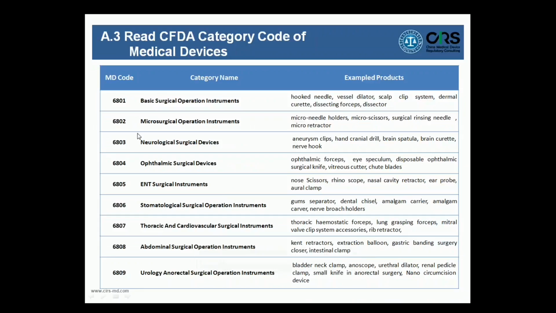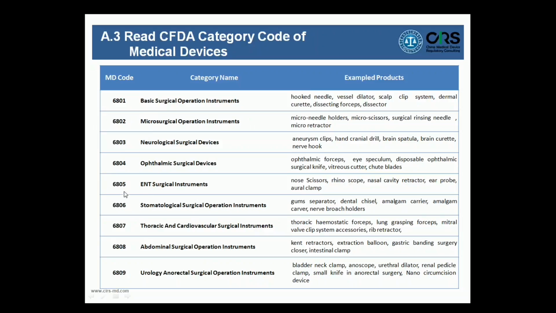And 6802 stands for the microsurgical operation instruments. So 02 is all about micro instruments like micro needle holders, micro scissors, surgical racing needle, and micro retractors. 03 is neurologic surgical devices, so it's all about medical devices like the hand cranial jaw, the brain spatula, the brain crater, and the nerve hook.